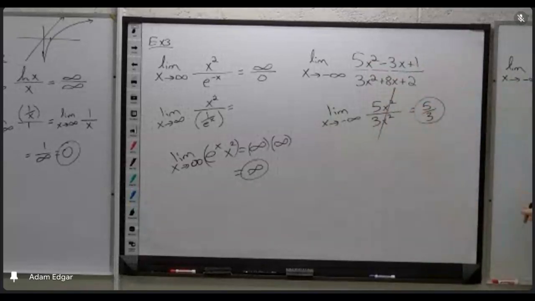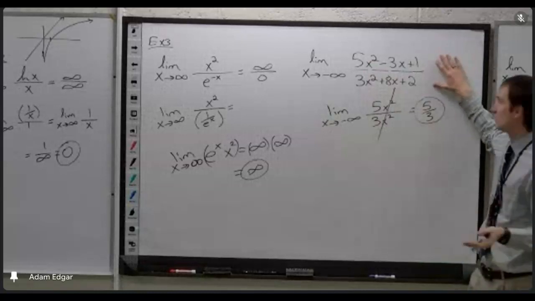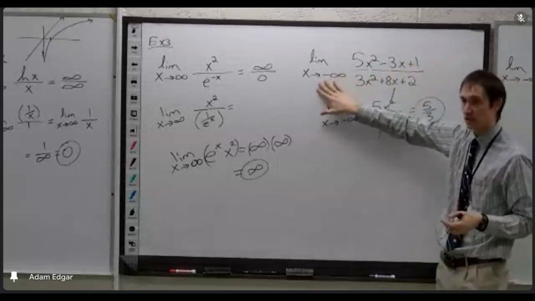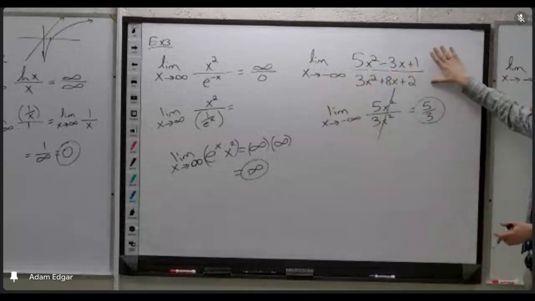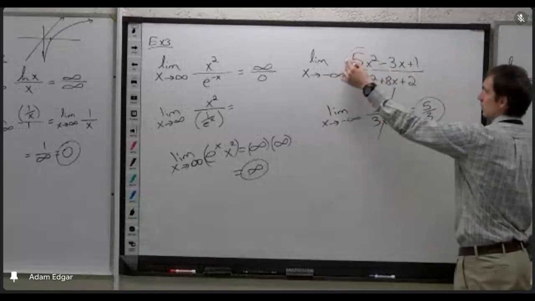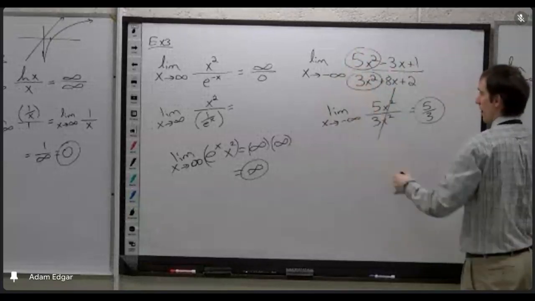Ta-da. So if you have a regular rational function and x is heading towards infinity, you're basically just finding the horizontal asymptote. And the easiest way to do that is to say, you're the only thing that matters, you're the only thing that matters, reduce the fraction, see what you get.